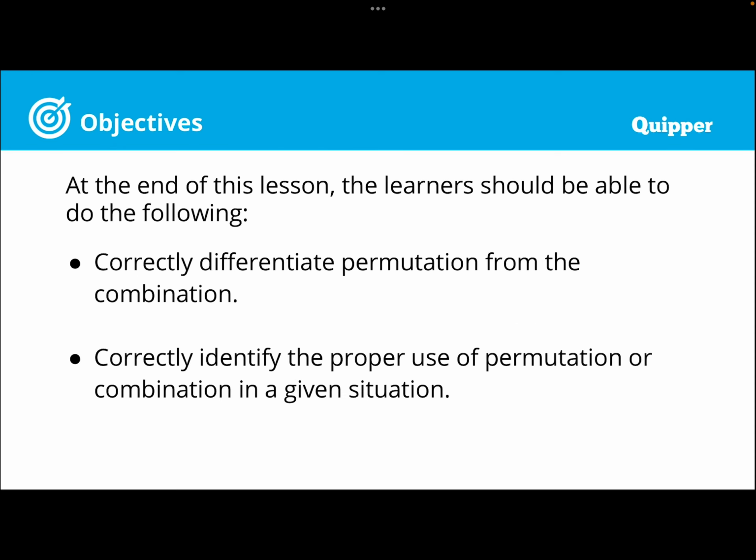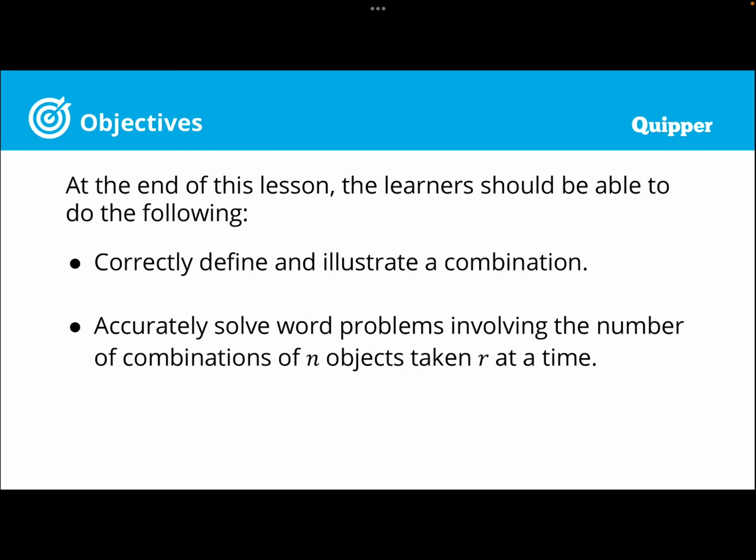So at the end of this lesson, you are going to be able to correctly differentiate permutation from combination and correctly identify the proper use of permutation or combination in a given situation.